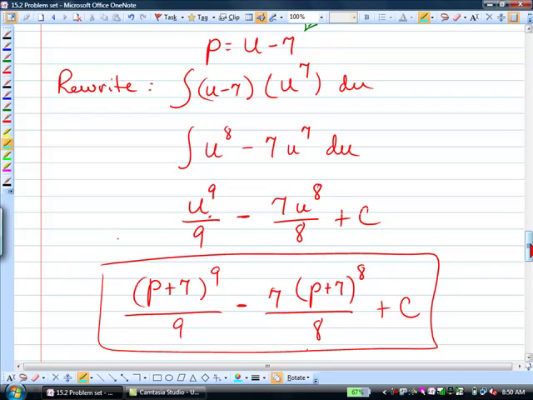And remember the 3 cases where you let u be something. If you don't remember that, look back at those first notes.